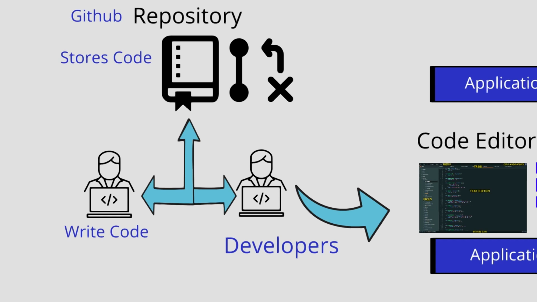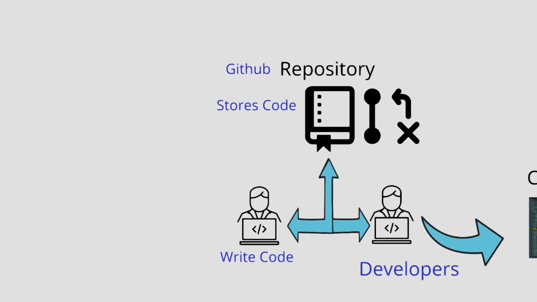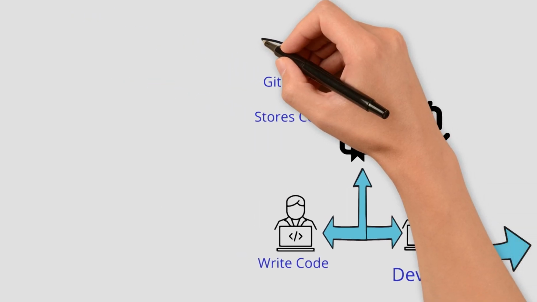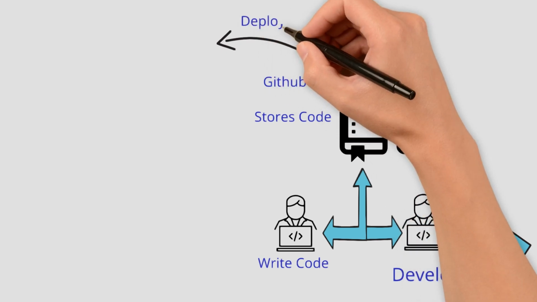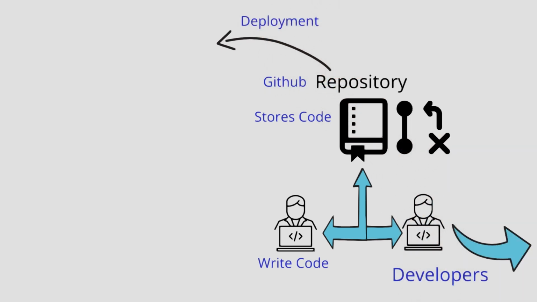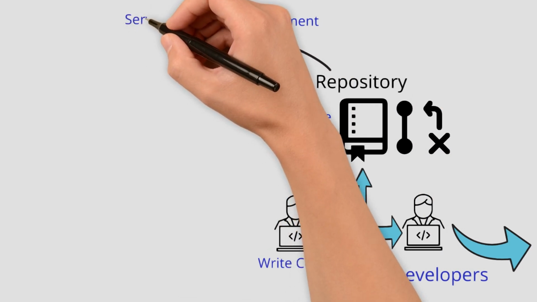But that's not the final destination of the code. The code is supposed to live in some place where it will produce an application and clients will be able to access it from their computers. The process of putting the code into such a location is called a deployment. You deploy an application. Where do you deploy it? You deploy it to a server.